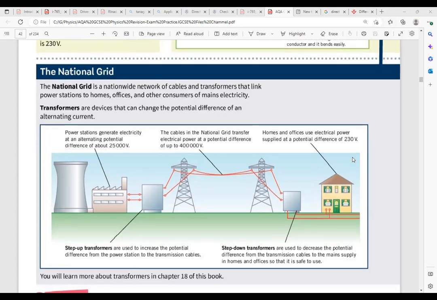So the national grid is very easy. Power station generates electricity at around 25,000 volts. Then a step up transformer increases the potential difference to 400,000 volts. And then step down transformers decrease the potential difference again to be suitable for homes and offices, from 400,000 to 230.